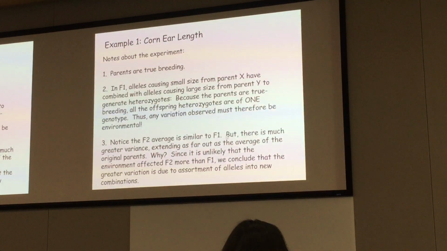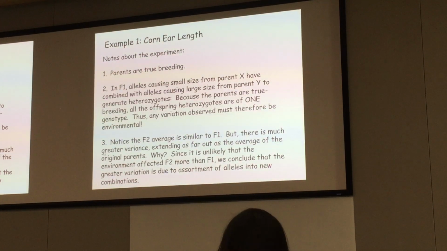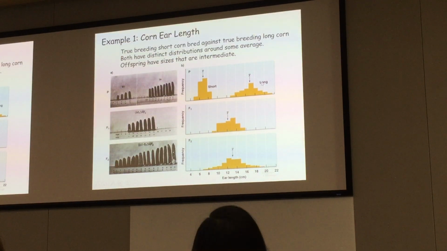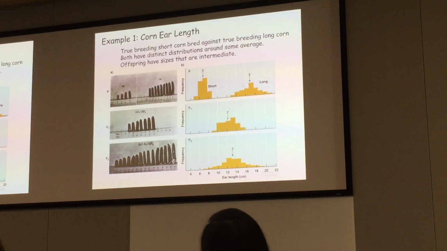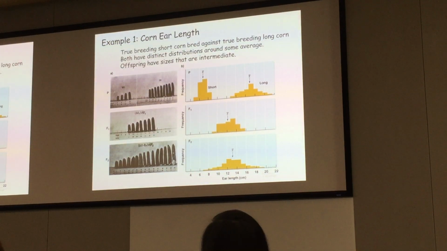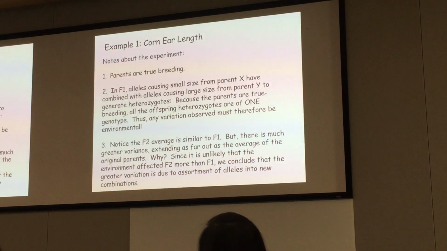So we would like to say that when we see this much greater variance here, extending way out to the original grandparent averages, that it's not due to environment, because we do not suppose that the environment affected the F2 more than they affected these or these or these, and we could prove it by controlling for that. Therefore, the spread has to be due to assortment of various types of alleles causing short ear size or long ear size. Okay, so some notes about it.